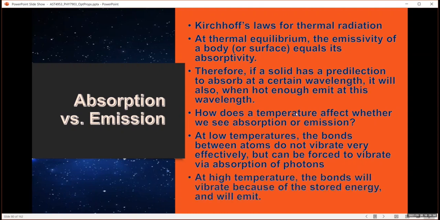But if it is at high temperature, now those bonds will vibrate anyway because there's a lot of energy stored in them, and they will vibrate most effectively where it is in resonance, that is, where it is the natural frequency for them to vibrate according to the Lorentz model for the solid.